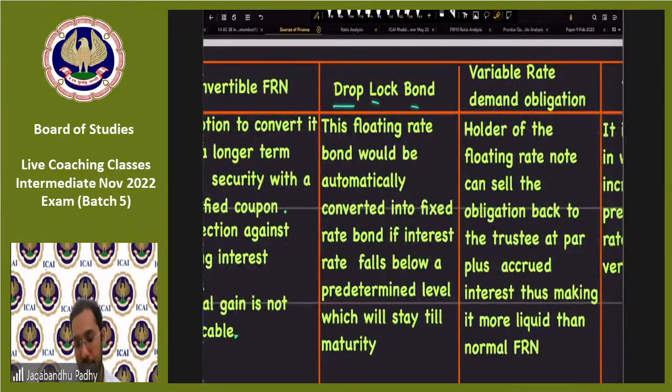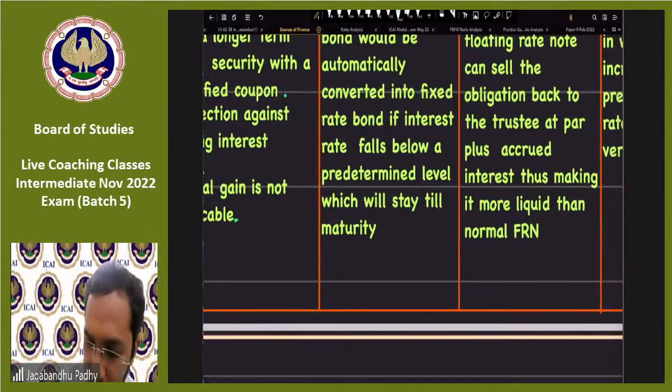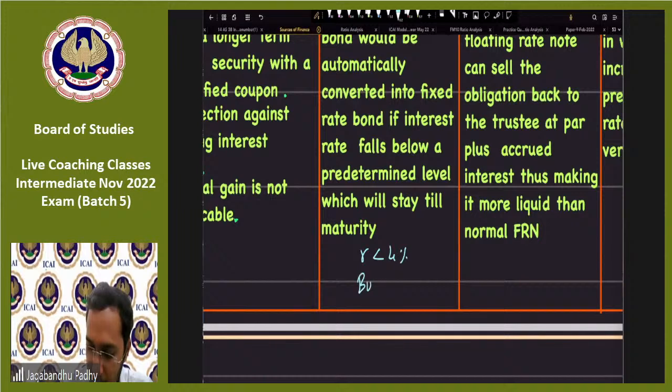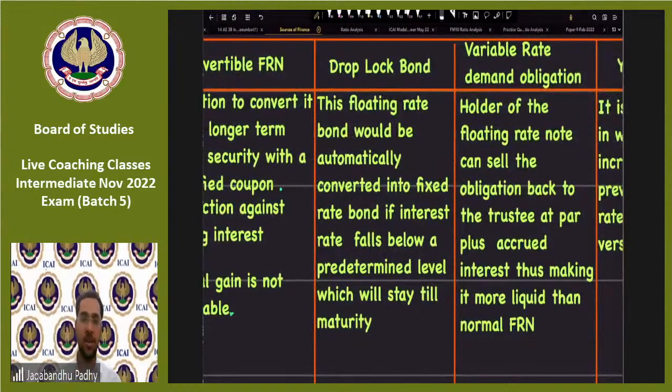Then drop lock bond. This is originally a floating rate bond. Floating rate means the rate of interest paid to you will keep on fluctuating. This floating rate bond would automatically convert to a fixed rate bond if the rate falls below a predetermined level, which will stay till maturity. For example, we issue a floating rate bond with a condition that if the rate of interest falls below, let's say 4%, then the bond will become a fixed rate bond at maybe 6% per annum. So this is a typical case in which, when the rate of interest falls, it changes from a floating to a fixed rate bond.